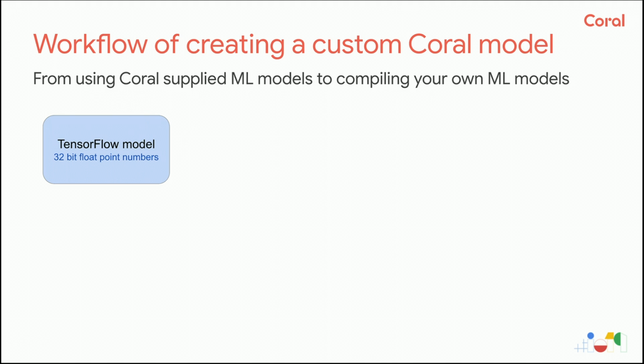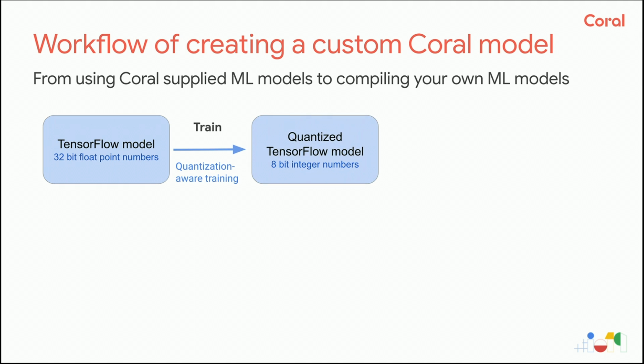TensorFlow model, as you all know, it's a 32-bit floating point model, right? And that is non-usable for Coral because Coral devices require TensorFlow Lite. Because it runs on the edge, it needs very little memory, so a TensorFlow model wouldn't work. You take the TensorFlow model, and number one step, you train it into a quantized version. So there's a training process called quantization-aware training. You convert your TensorFlow model into a quantized TensorFlow model. Okay? So basically, you convert a 32-bit floating point based model to an 8-bit integer-based model.